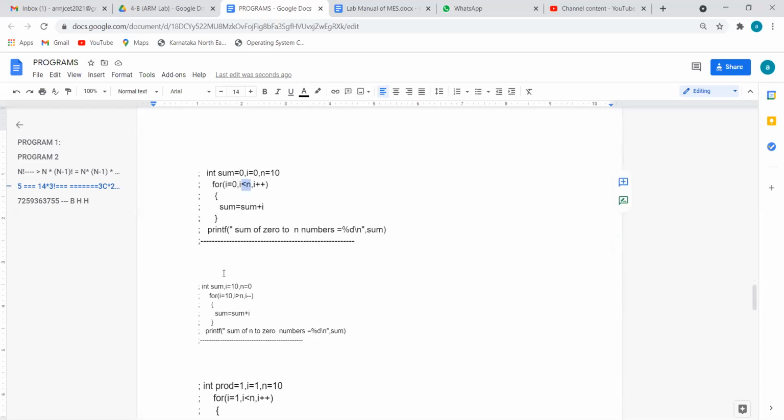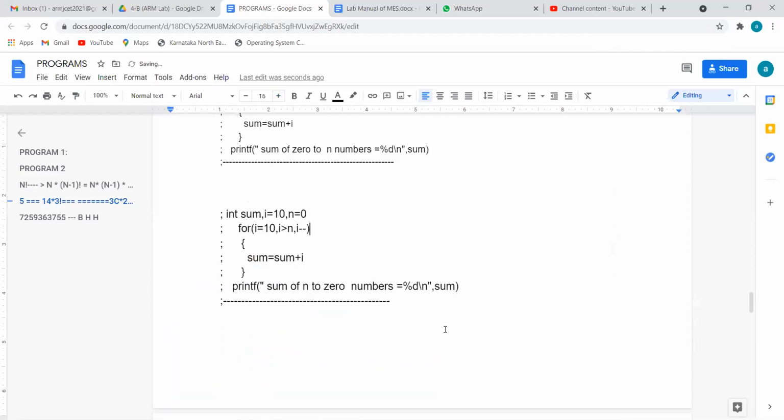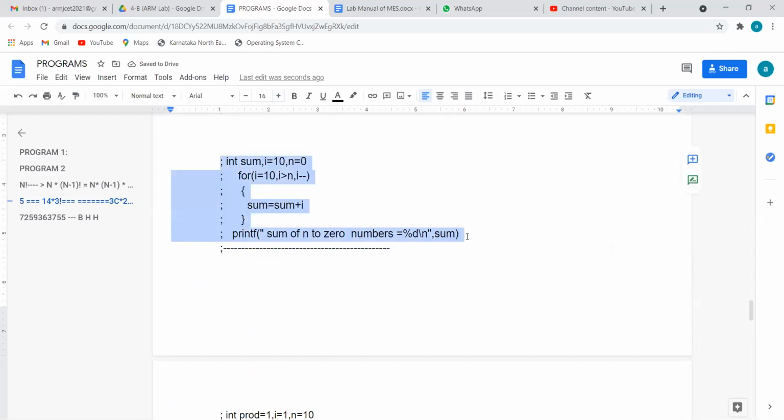Okay, now question. What is the difference here which I have selected right now? What is the difference now? So again, I will do one more initialization. That's also sum equal to 0. What will this program do? Sum 0, I 10, n 0. Adding in reverse, very correct.